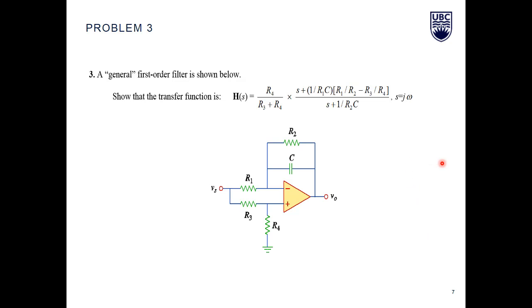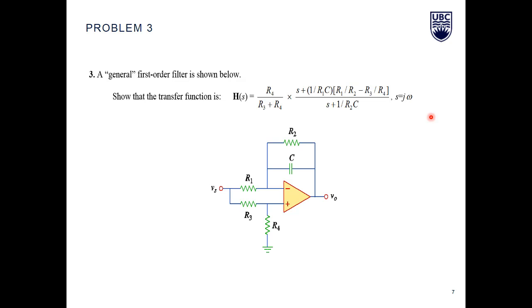We go to problem 3. In problem 3, it tells us a general first order filter shown here. So it's not one of those that we learned about, but a custom made filter, and then you can extract a transfer function. So we want to prove that the transfer function equals to this expression.